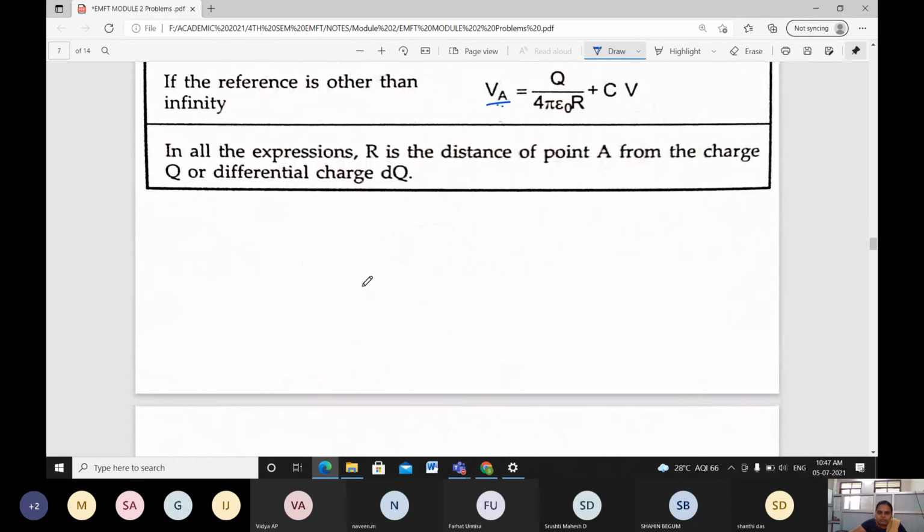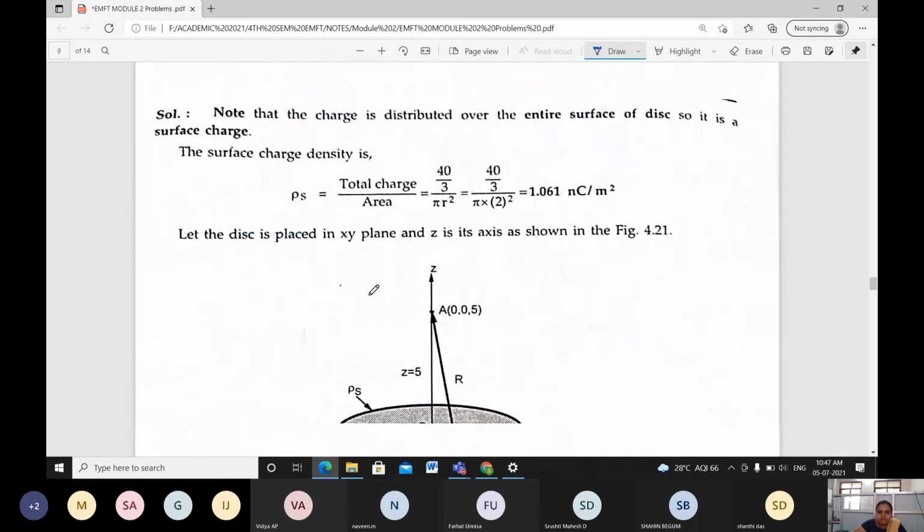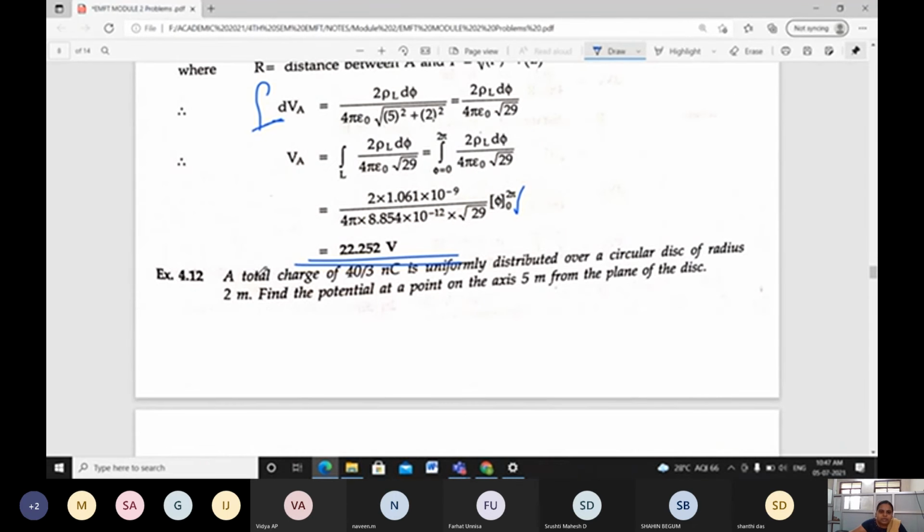This is one problem. Next is almost the same. A total charge of 40 by 3 nanocoulombs is uniformly distributed over a circular disk of radius 2 meters. Find the potential at a point on the axis, 5 meters from the plane of the disk.